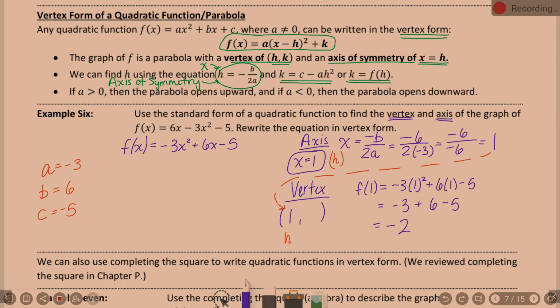So, what I generally tend to teach, and what you guys have seen in the past, is plug 1 in. You plug 1 in, we get negative 2. And what do we know about that negative 2? It's your y value. Okay. It's also k.